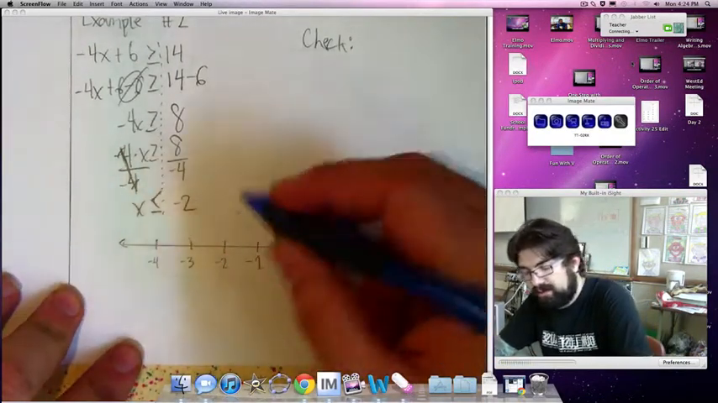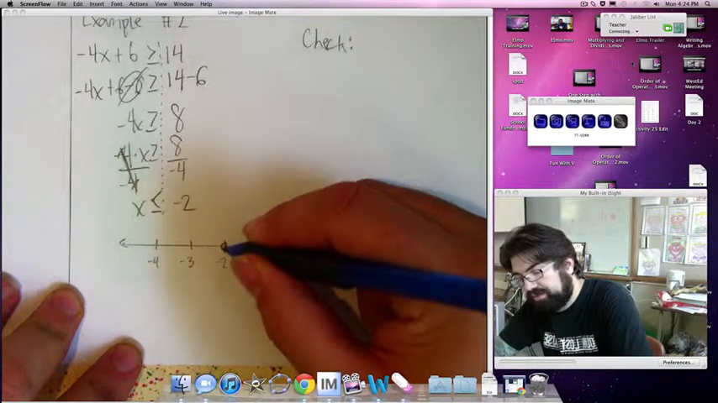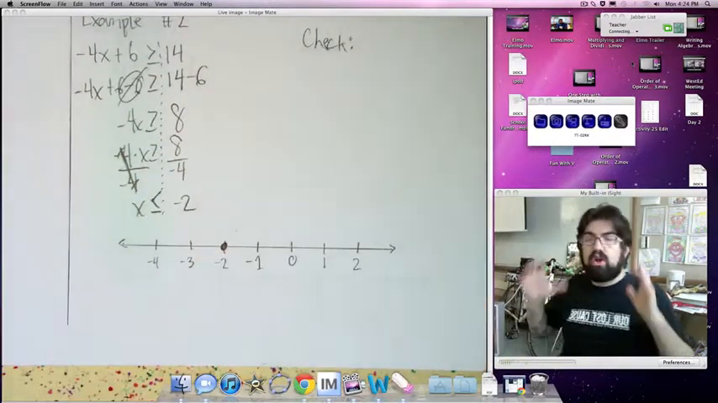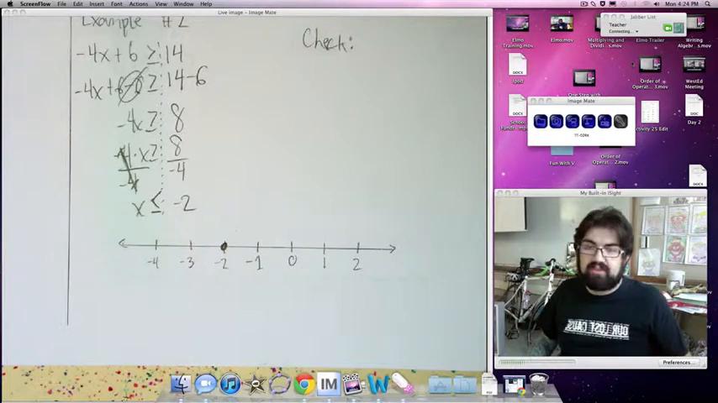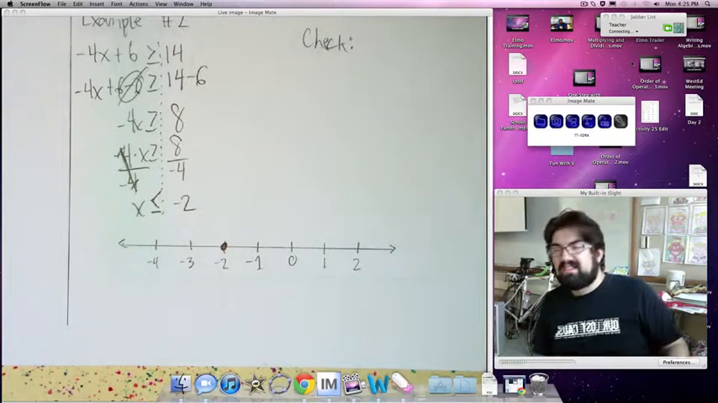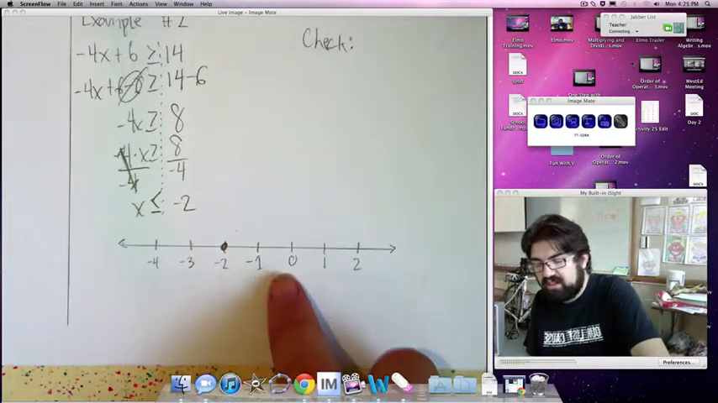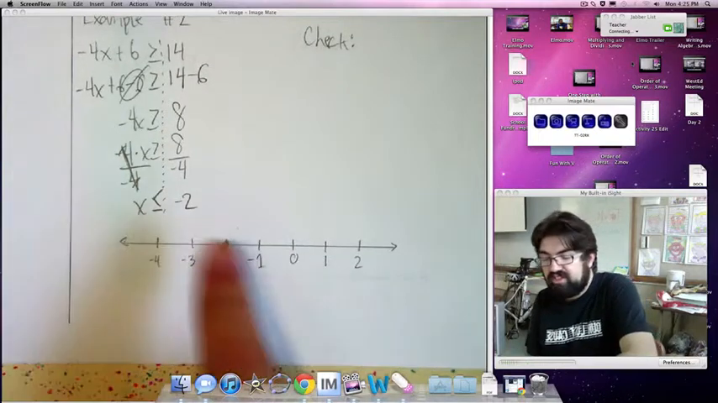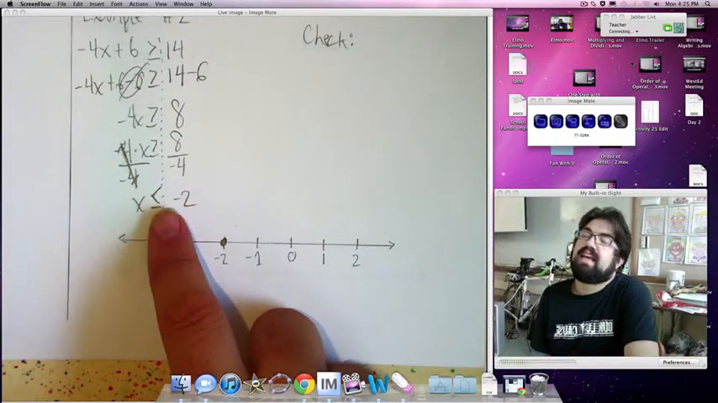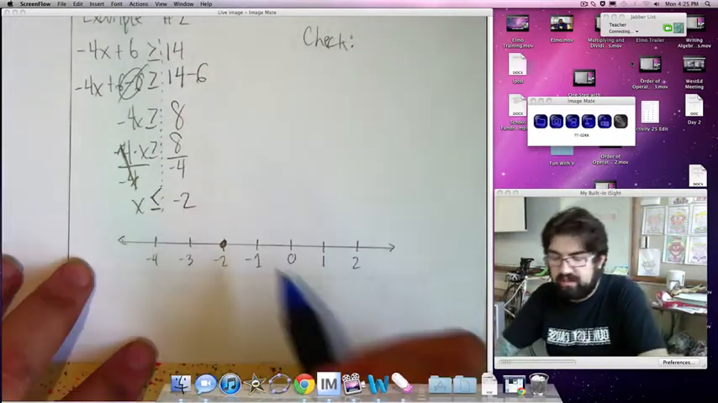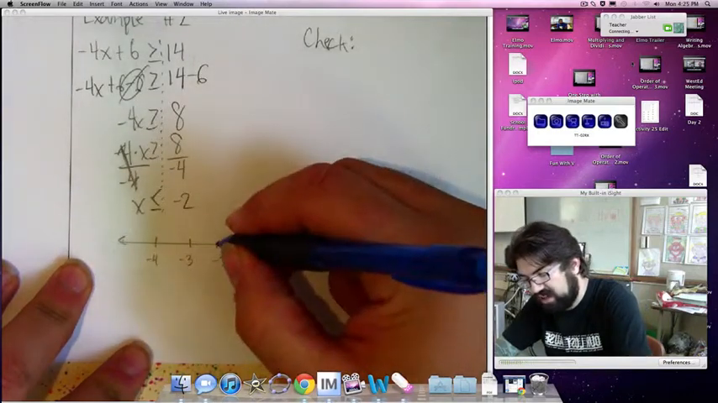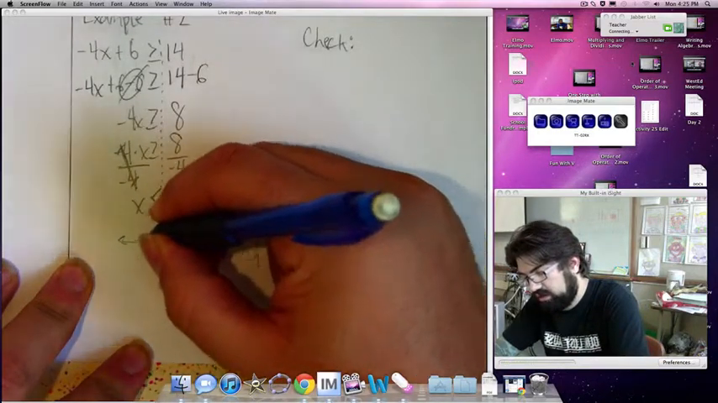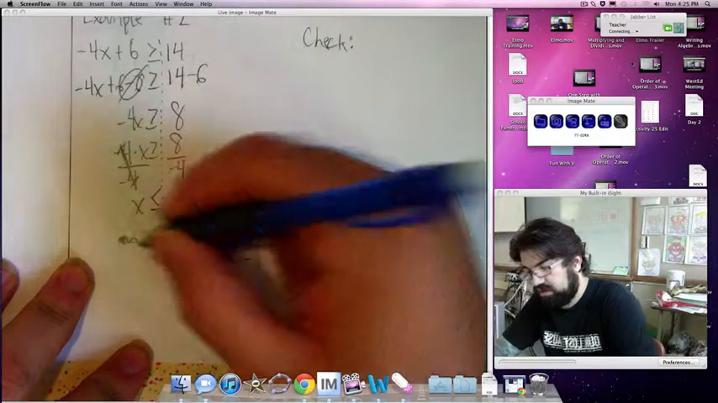Negative 2 is my focus number. It's equal to, because it's less than or equal to negative 2. If I put a positive or even 0, 0 is actually bigger than negative 2. So I can't go towards the positives. I have to go towards the other negatives.